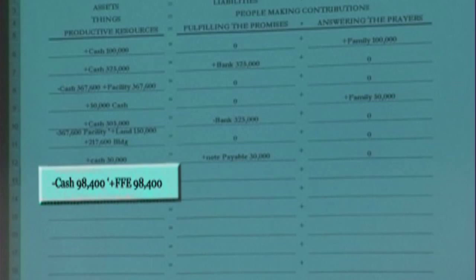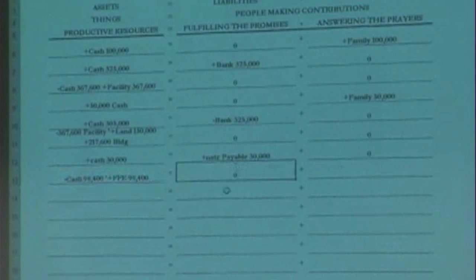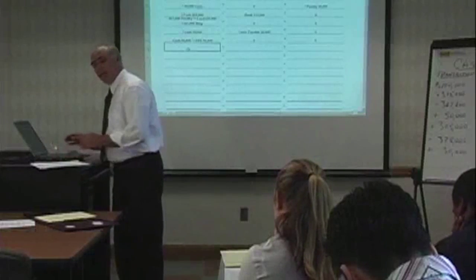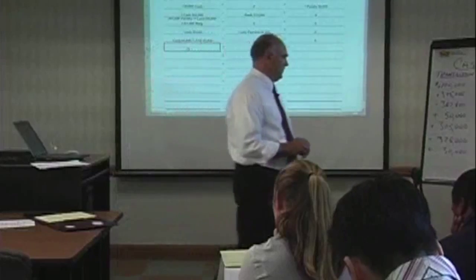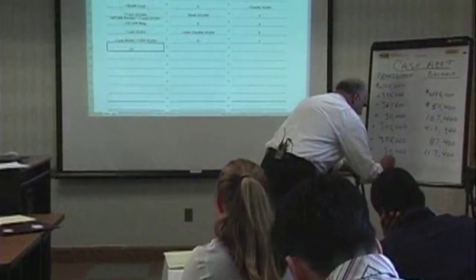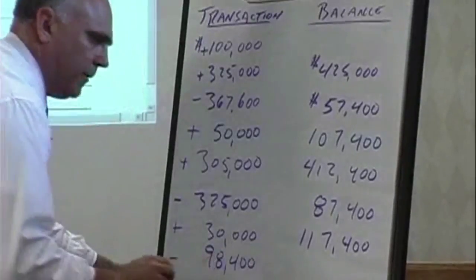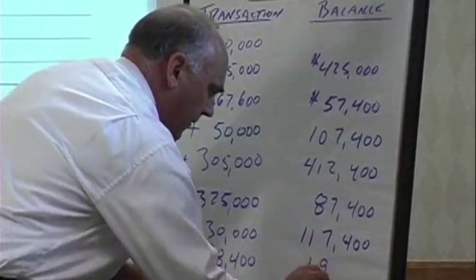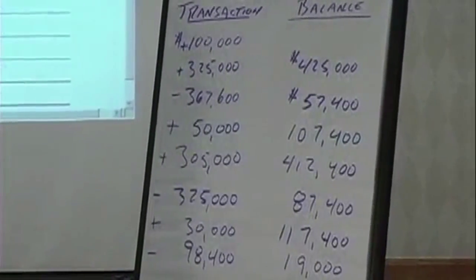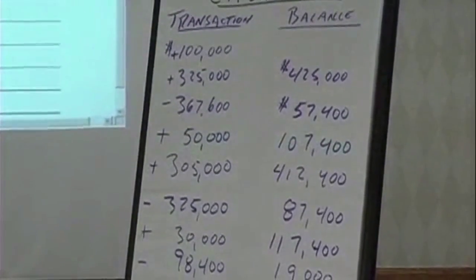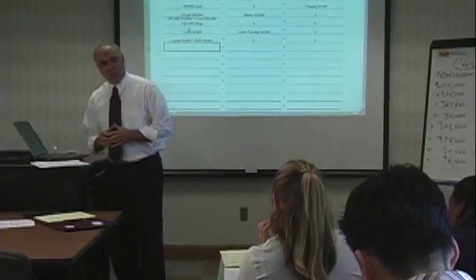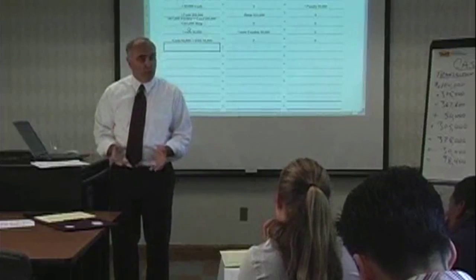$98,400. Please add a 0 to the liability column and a 0 to the equity column, as again that was a conversion. Converted cash into furniture and fixtures. So updating the cash account, we reduce cash by $98,400, which leaves us with a cash balance of $19,000. And management's job is to be as productive with the resources as they can be. That is necessary in order to fulfill the promises and to answer the prayers. And along the way, our place is starting to look a little bit more like a restaurant.